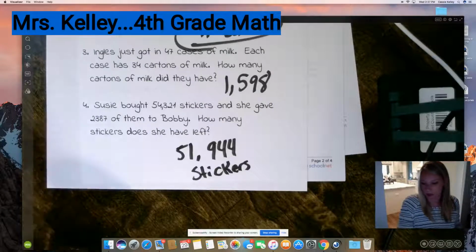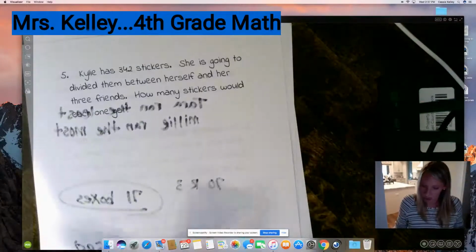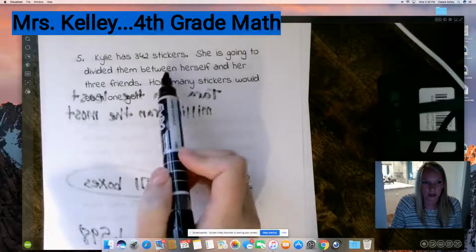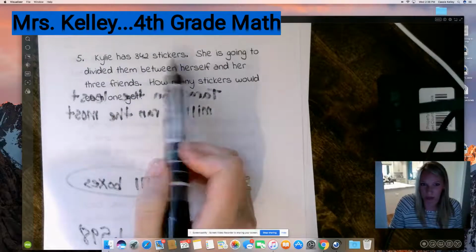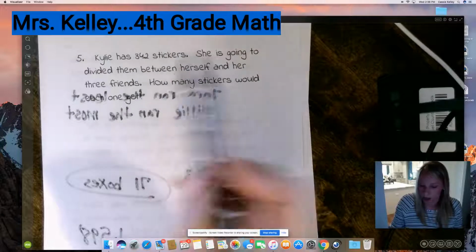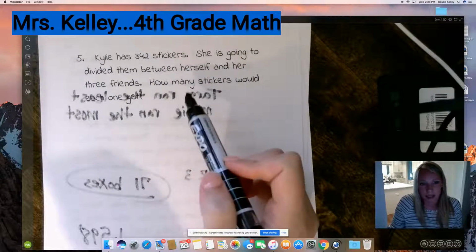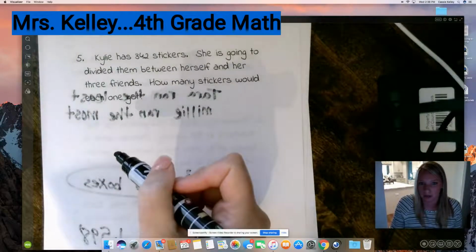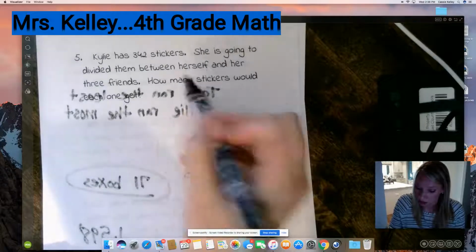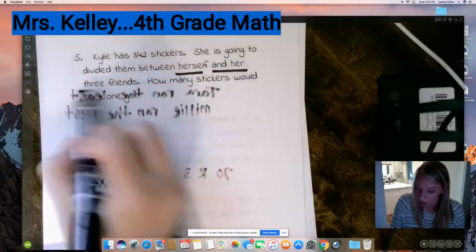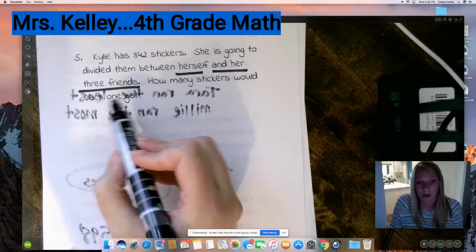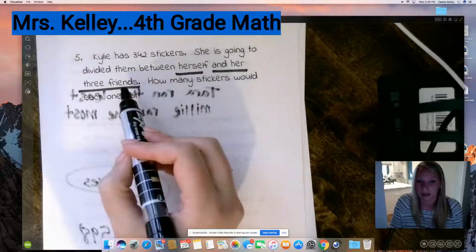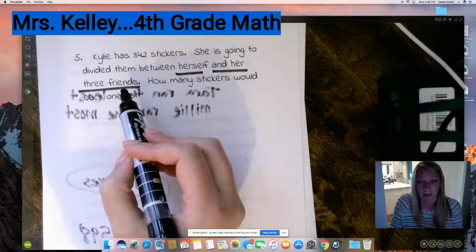Last but not least, number 5. Number 5 says Kylie has 342 stickers. She is going to divide them between herself and her 3 friends. How many stickers would each one get? What's something important about this problem that you noticed? Right, she's going to divide them between herself and her 3 friends. Don't be fooled by this word problem and only divide by her 3 friends, because she needs to include herself in that. So instead of dividing by 3, we're dividing by 4. Good.